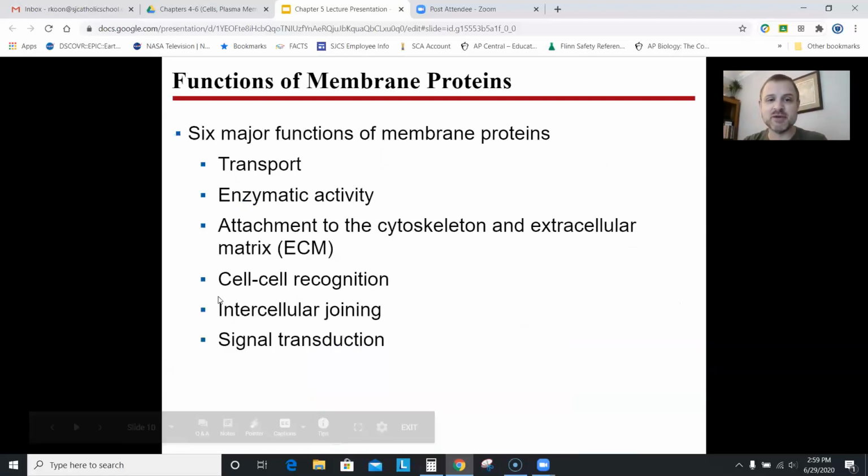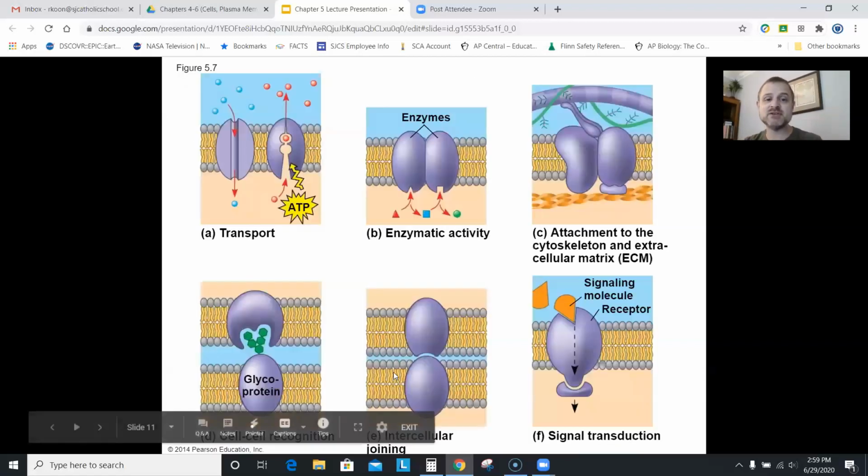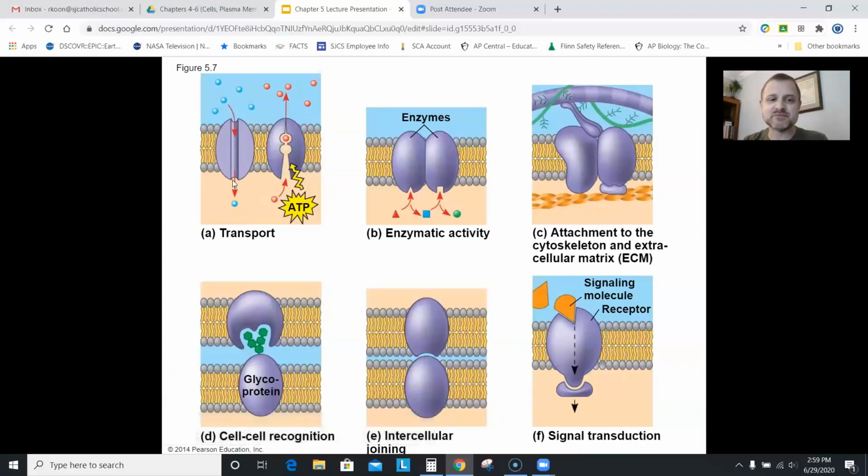We'll go through them some in a minute. Actually, we'll go through them right now. So transport, enzyme activity, attachment to the cytoskeleton, cell-to-cell recognition, intercellular joining, signal transduction. These are all things that cell surface feature proteins might do. Very quickly, transport. Some of these proteins, this is an integral protein, allow a passageway for things to come into the cell, so that's transport.